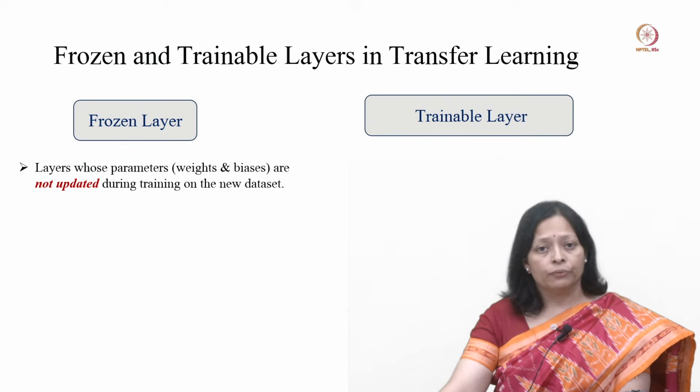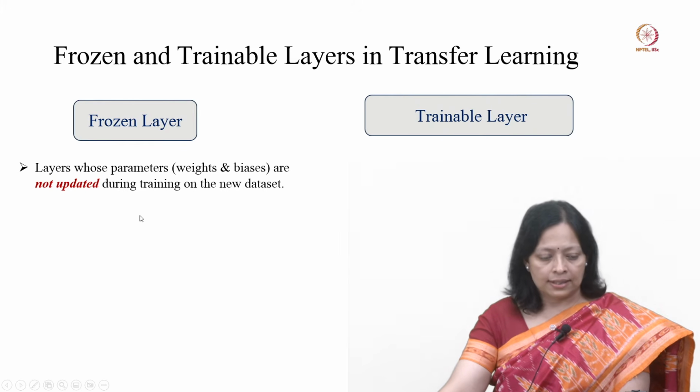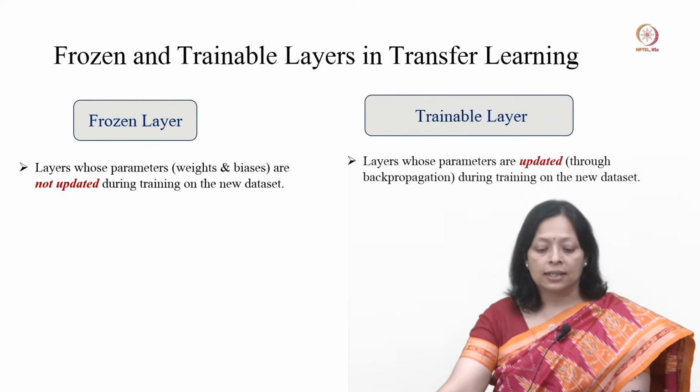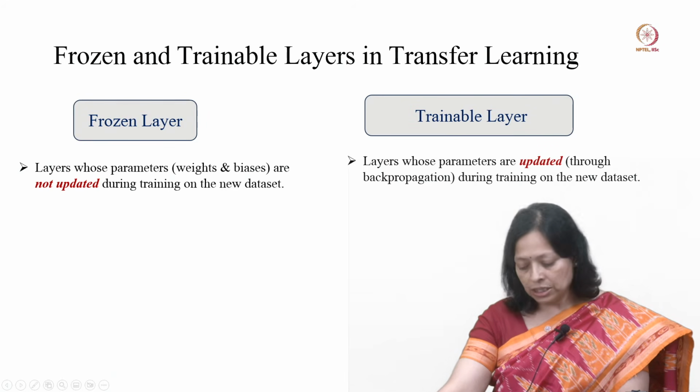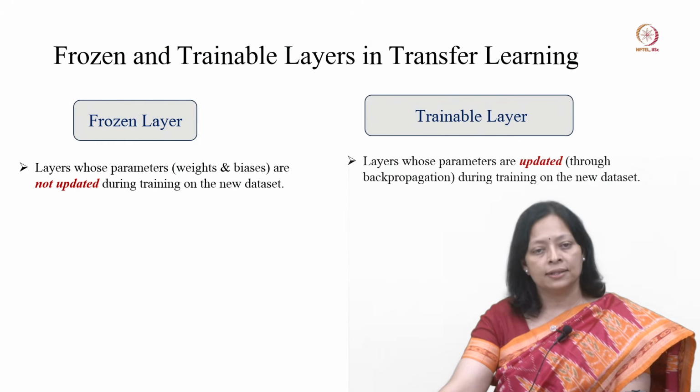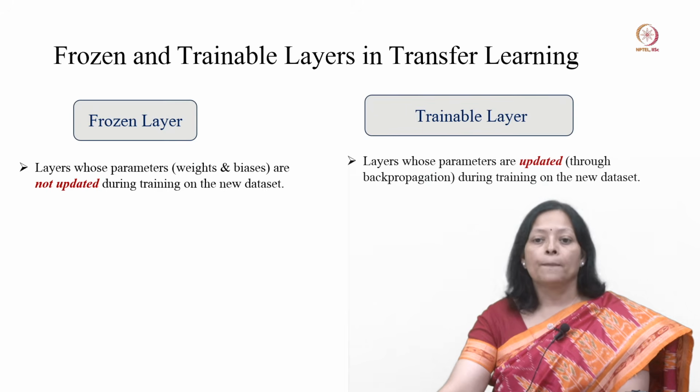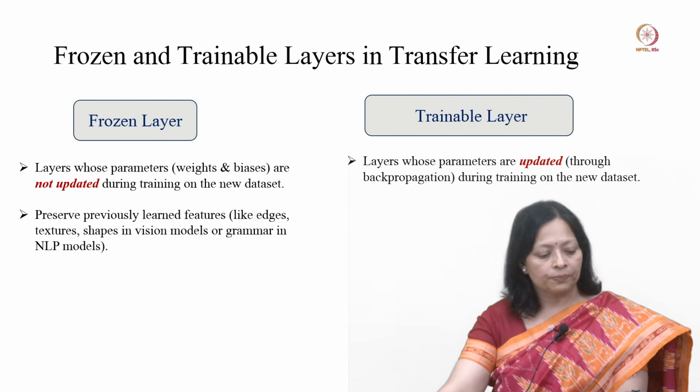So, whatever we have done the training using the big data set, the ImageNet data set in this example which I am speaking about from the beginning. So, we will not update the weights and biases of those frozen layers in the training for the new data set. Whereas trainable layers are those whose parameters are updated through backpropagation during training on the new data set. What is my new data set here? It is the medical images having various levels of tumor.